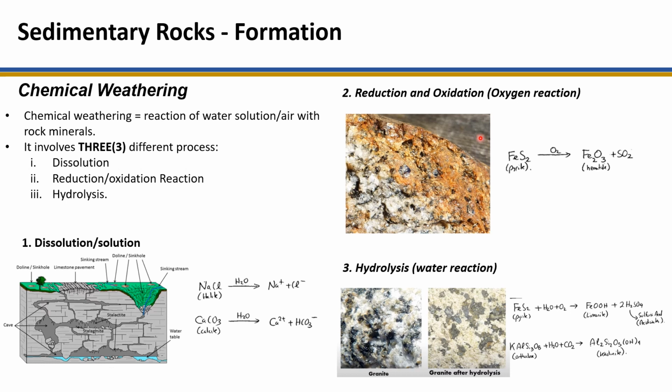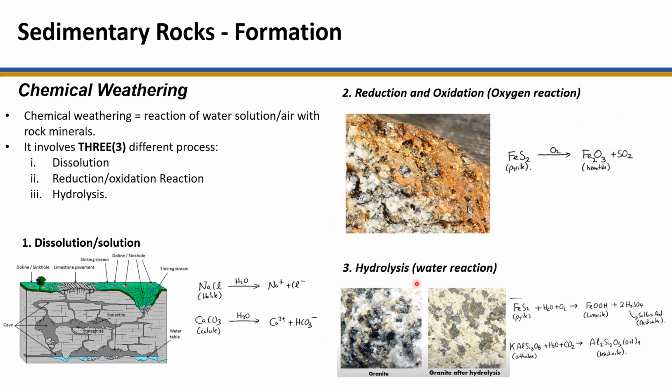And here is the equation showing how iron sulfide, which is pyrite, transforms into iron oxide, which is hematite, under a redox reaction. So this is a kind of rusting of iron in laterite. So laterite is a rusting, it's the formation of Fe2O3.